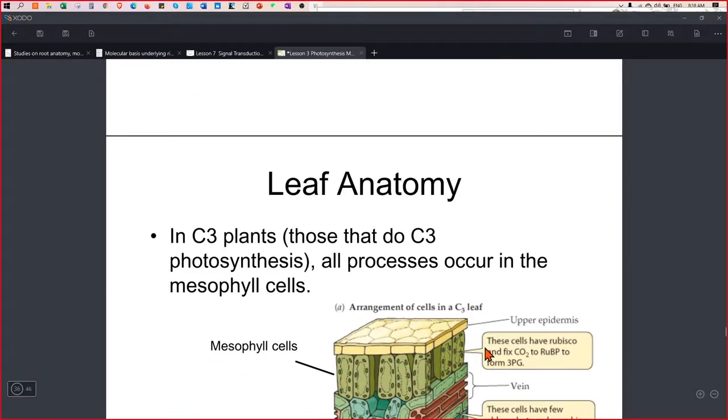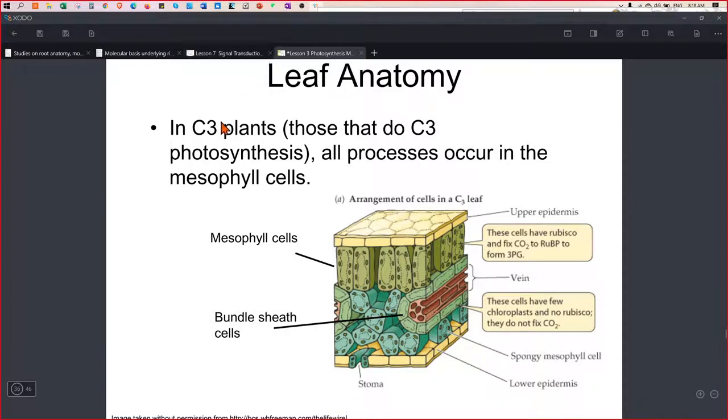And that has something to do with the leaf anatomy. So in C3 plants, most of the plants that you have studied so far, the photosynthesis happens in the mesophyll cells, pretty much all the processes. So you have your mesophyll cells, the small dots here are the chloroplasts, and this is your stomata. There are two types of mesophyll. Remember, this is your spongy mesophyll at the bottom, near the stomata, and then you have the palisade mesophyll. We call it palisade because it looks like a column or pillar.